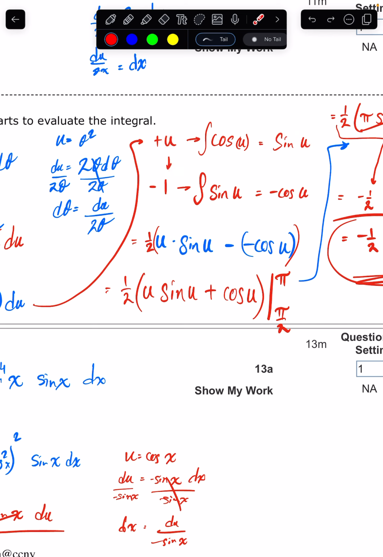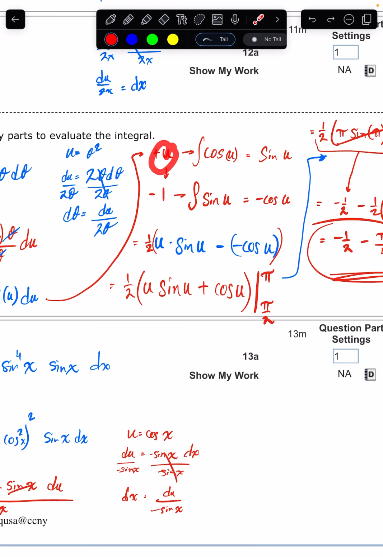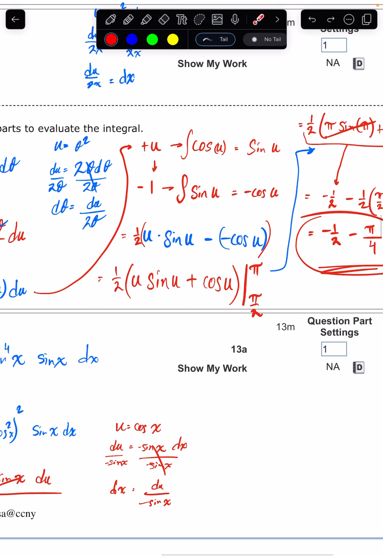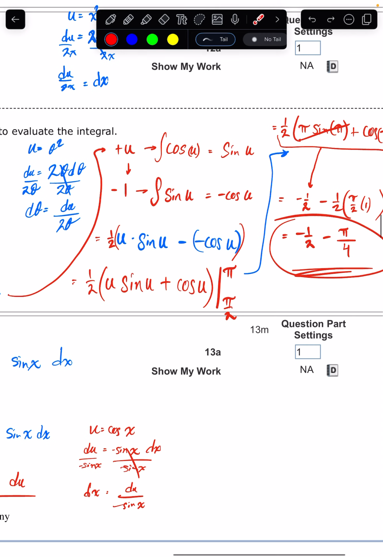The integration of u is 1, and you take the integral of this, and you're left with negative cosine u, and you just multiply this with this, and the negative 1 with the negative cosine, and you should be left with 1/2 of u sine u plus cosine u, and then obviously you just plug it in after that.